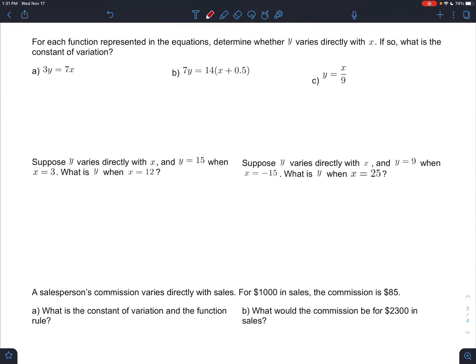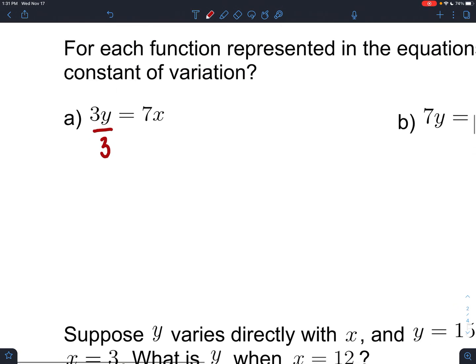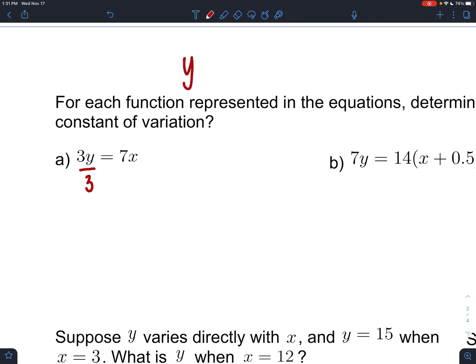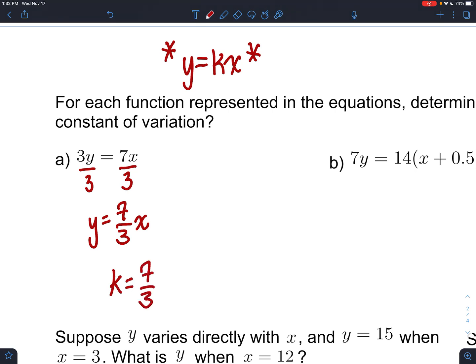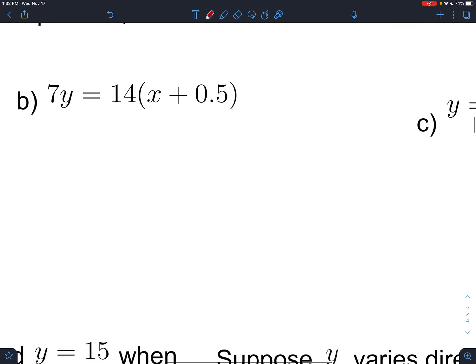So here we want to know, are these equations showing a direct variation? And if so, what's k? Well, before we even dive into solving for y, remember we're looking for an equation in this form, y equals kx. So this one, although it's a fraction, it's definitely in the form where k is 7/3, right? So this is a direct variation, even though at the beginning it didn't look like it. It has that form, y equals kx.